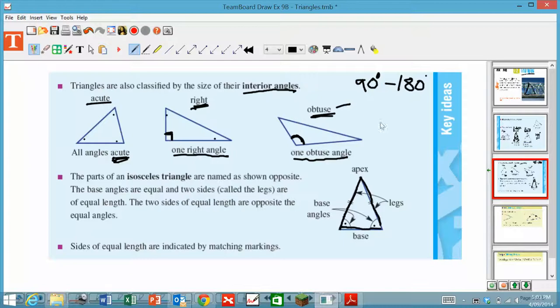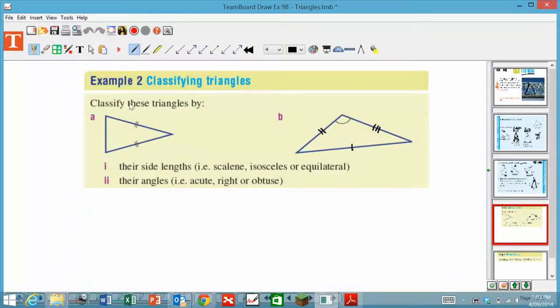All right, let's have a look. Classify these triangles. For A, we've got to classify by their side lengths, so is it either scalene, isosceles or equilateral. What I want you to do is pause it, do these problems, and we'll come back and have a look at them. So pause it now, off you go.